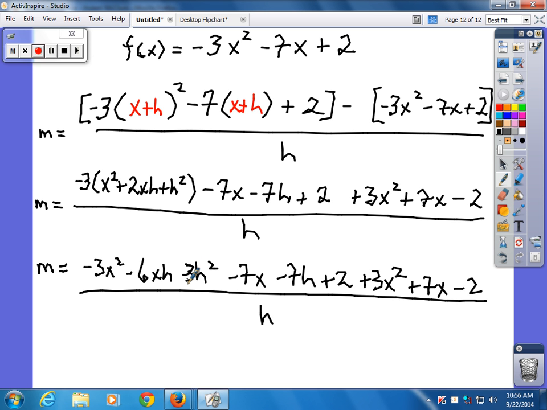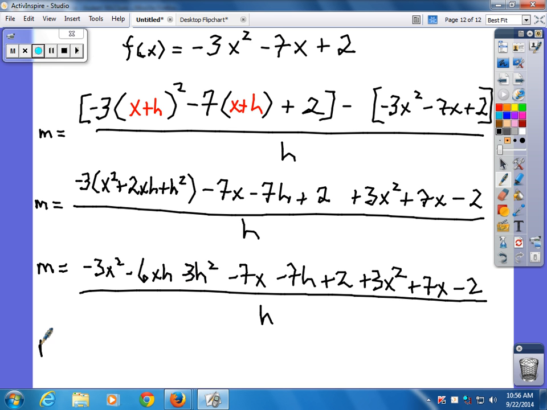All right, now, would you have caught that? You might not have caught it, because that's not an x term, and you don't know that the answer is going to be negative 6x minus 7 minus 3h.